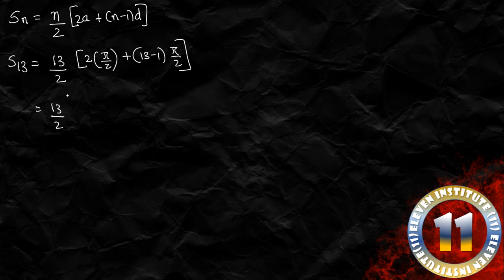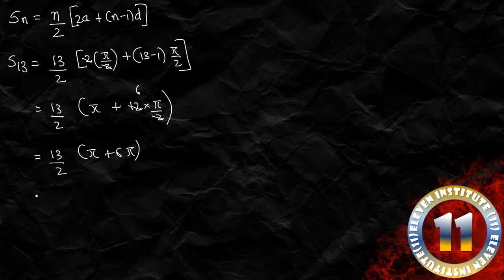13 by 2 remains as it is. This 2 and this 2 will cancel each other. So we have pi over here plus 13 minus 1 is 12 and we have 12 multiplied by pi upon 2. So again this 2 will cancel over here 6 times. So we have 13 upon 2 multiplied by this is 6 pi, right? Pi plus 6 pi. 13 upon 2. Pi plus 6 pi is 7 pi.